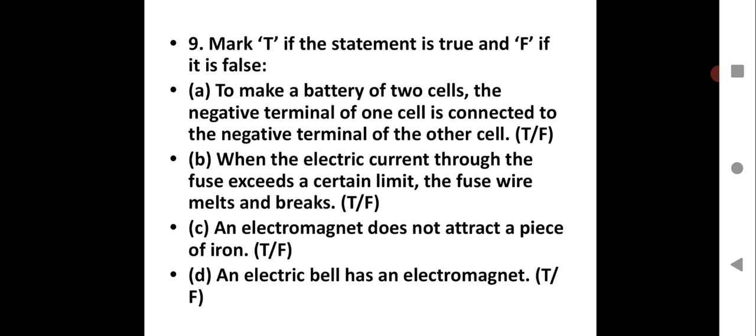See question number C here, the third one. An electromagnet does not attract a piece of iron. False, because an electromagnet is actually used to attract a piece of iron. The iron itself is temporarily magnetized, and you are making it an electromagnet, which can attract other pieces of iron or any other iron object.